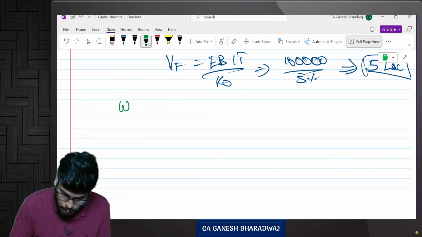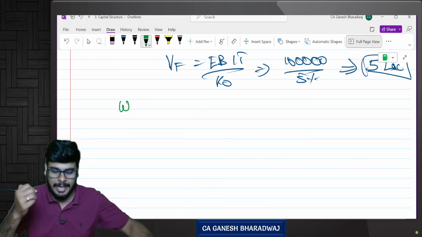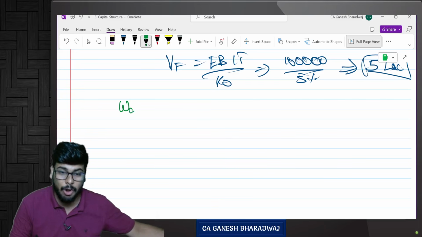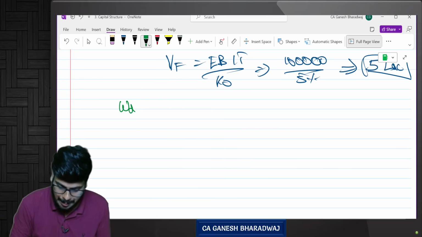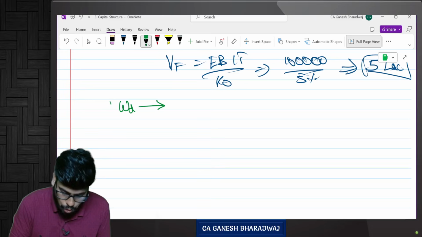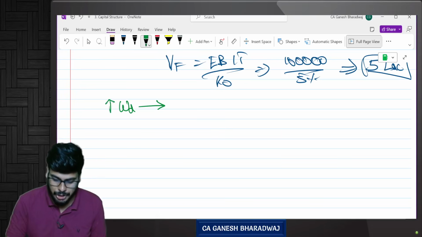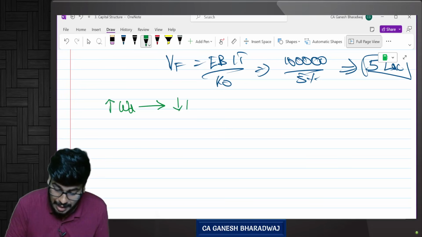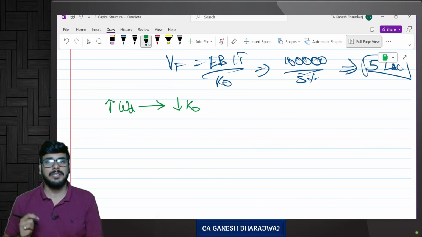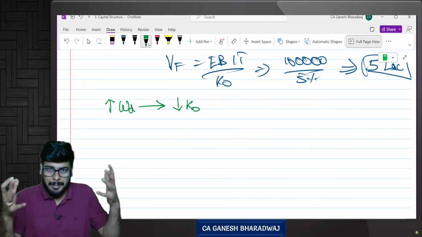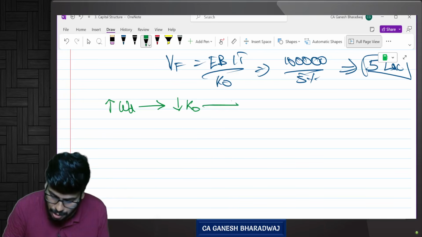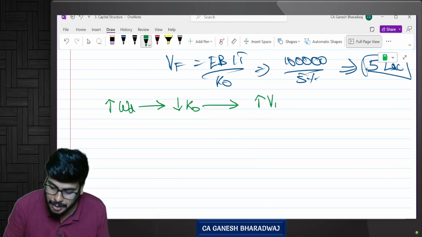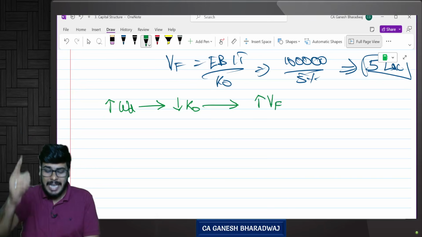If I infuse more debt into my capital structure, that is, the weight of debt, what will happen? The more the debt in your capital structure, it will result in a lesser KO, correct? KO means average cost of capital, weighted average cost of capital. Are you clear with this? And when your KO reduces, what happens? Your value of the firm increases. Are you clear with this?